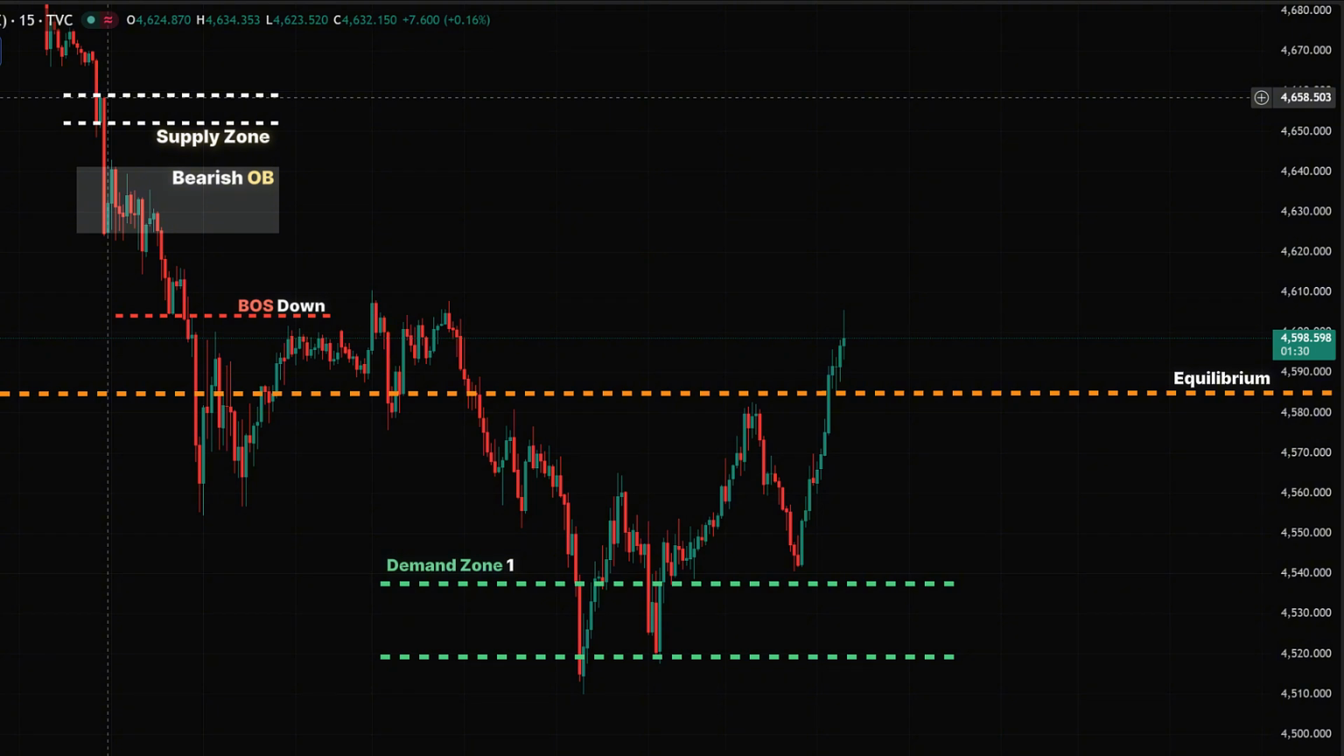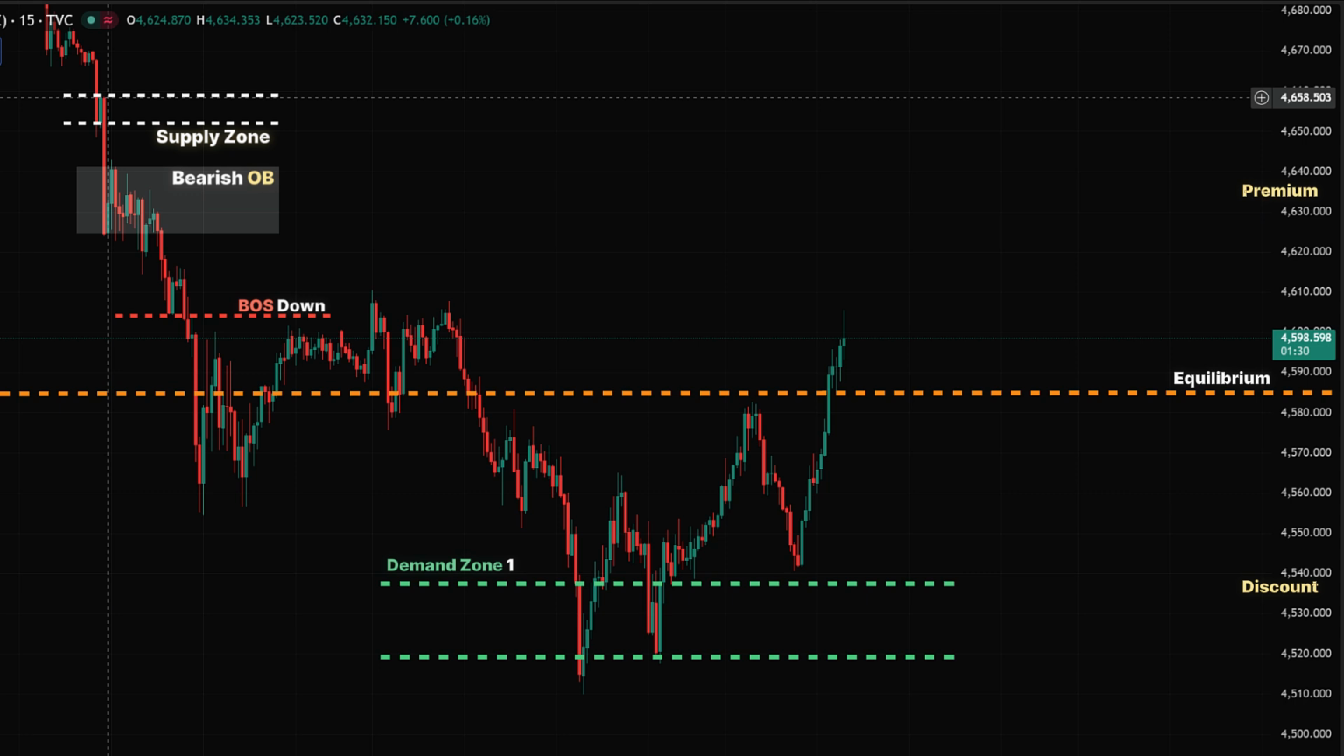These are important because they sit below the equilibrium level, meaning price is now in discount. If we are looking for possible buys, this is where buys become more logical, not at the top of the range, but lower in the range where price is cheaper.